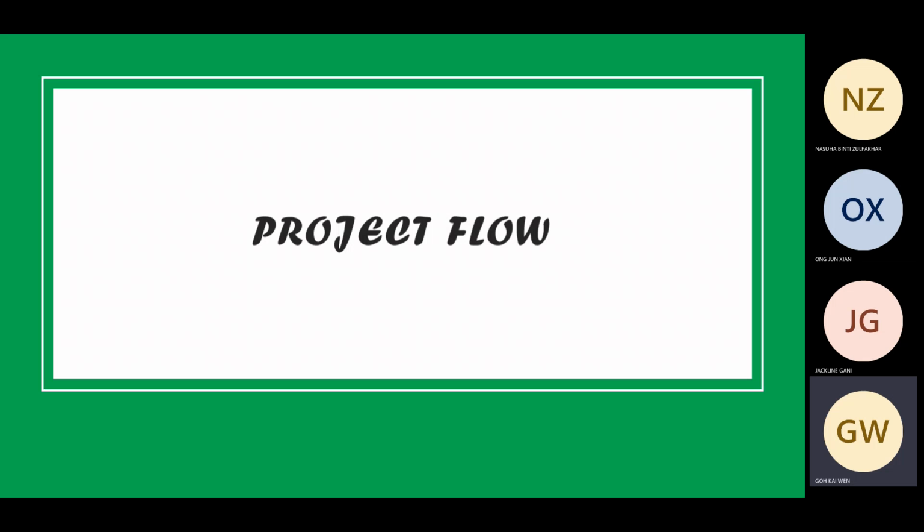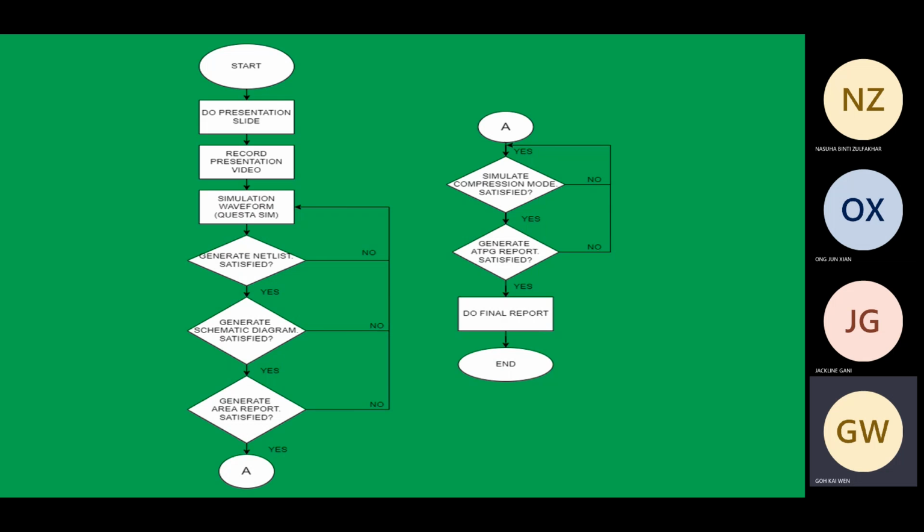Next, we will continue with the project flow. For project 4, first we start and then we will do the presentation slide. After that, we will record the presentation video and then start to simulate the waveform, which uses QuartusSim. Next, we will generate the netlist. If we are not satisfied, we will go back to QuartusSim. If we are satisfied, we will continue with generating the schematic diagram.